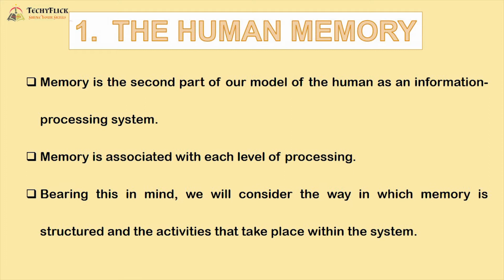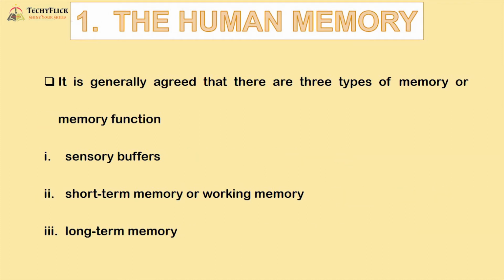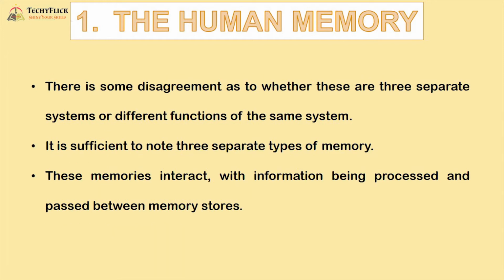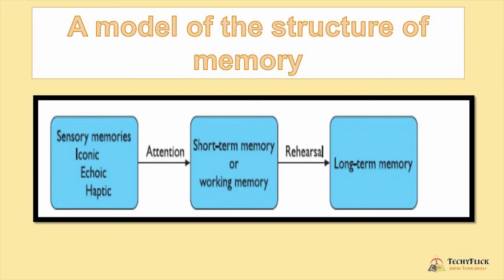Bearing this in mind, we will consider the way in which memory is structured and the activities that take place within the system. It is generally agreed that there are three types of memory or memory function: sensory buffers, short term memory or working memory, and long term memory. There is some disagreement as to whether these are three separate systems or different functions of the same system. It is sufficient to note three separate types of memory. These memories interact with information being processed and pass between memory stores. This is the model of the structure of memory.